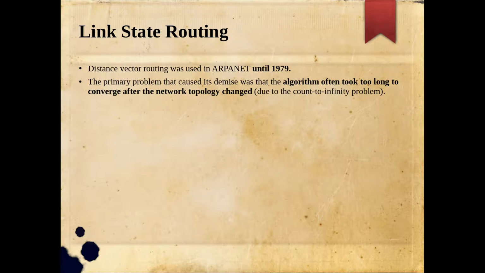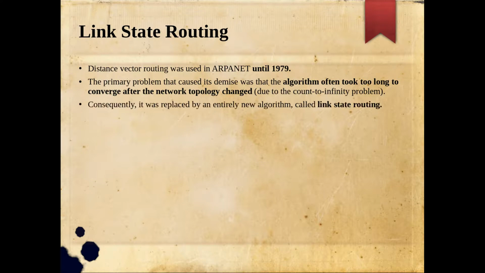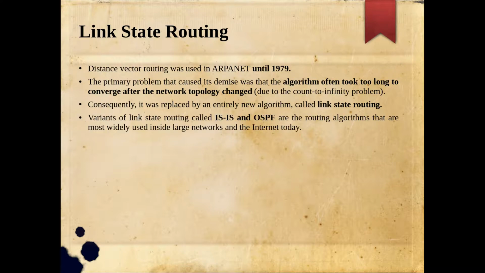Right now it is clear to you how this count to infinity problem leads to very slow convergence when the network topology changes, particularly that good information spreads faster and bad information spreads slower, right? That second case. Consequently, it was replaced by an entirely new strategy called link state routing. The variants of link state routing, called Intermediate System to Intermediate System (IS-IS) and Open Shortest Path First (OSPF), are the routing algorithms that are most widely used inside large networks and the internet today.